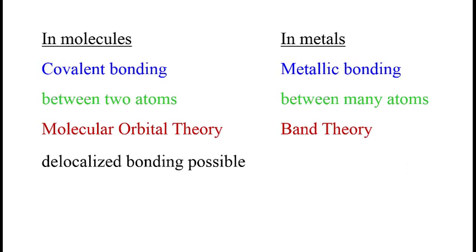Bonding here is usually referred to as metallic bonding. It is between many, many atoms in 3 dimensions. This is generally referred to as band theory. We'll find that the principles from molecular orbital theory are similar to what is used in band theory.